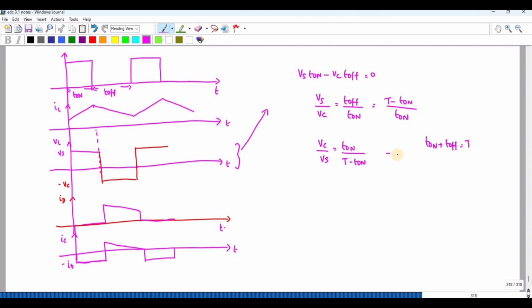So divide both sides of the equation by T. T on by T, and T by T minus T on by T. So this is equal to D divided by 1 minus D. We know that Vc is nothing but V naught, where D is equal to T on divided by T. This is your equation for duty cycle.